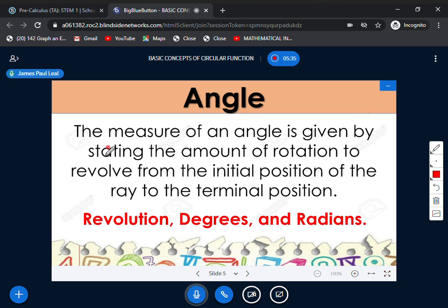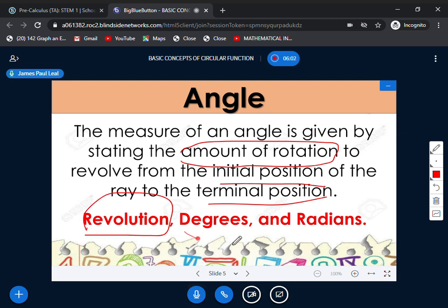So it's stated here that the measure of an angle is given by stating the amount of rotation. It depends on the amount of rotation to revolve from the initial position of the ray to the terminal position. So it always depends on the rotation. And in addition, the most commonly used units to measure angles are revolution, degrees, and radian. Later we will know the difference among the three. Revolution, degrees, and radian.